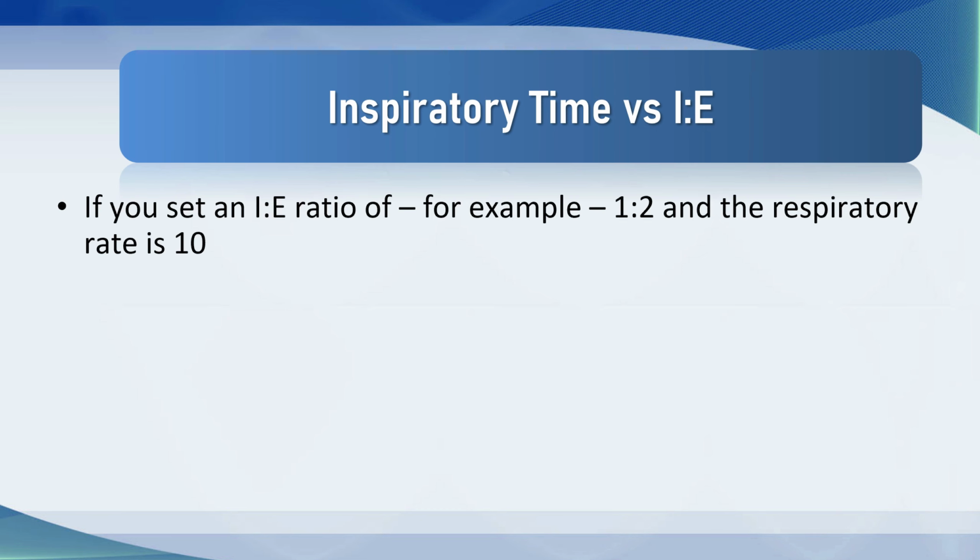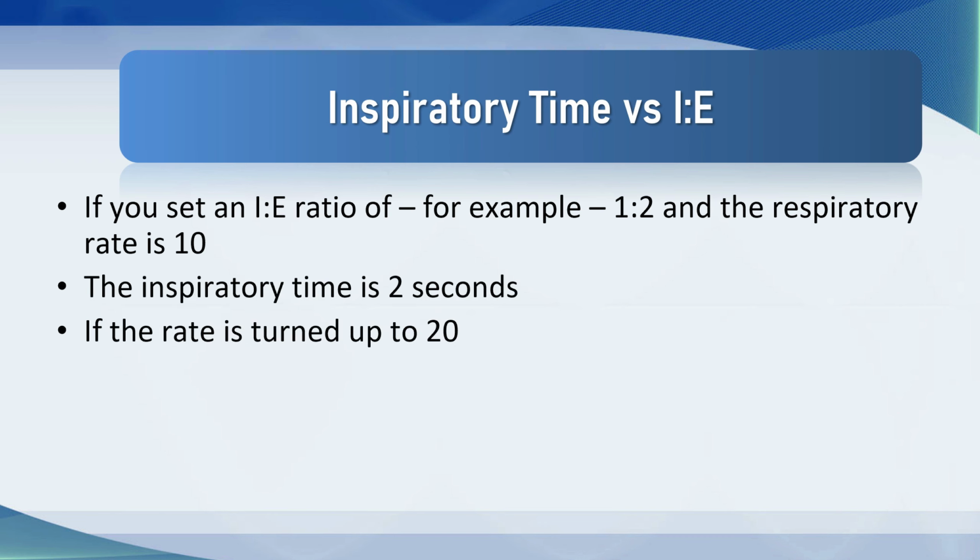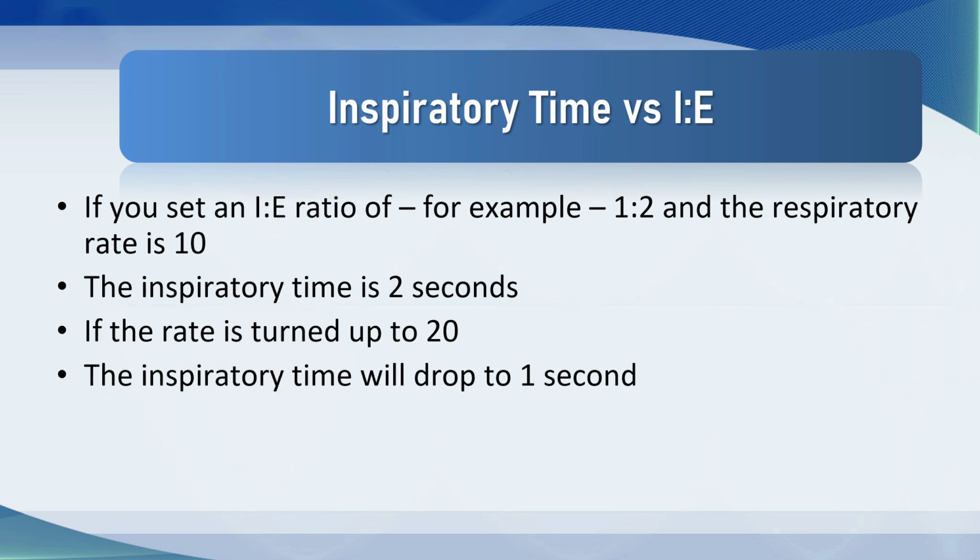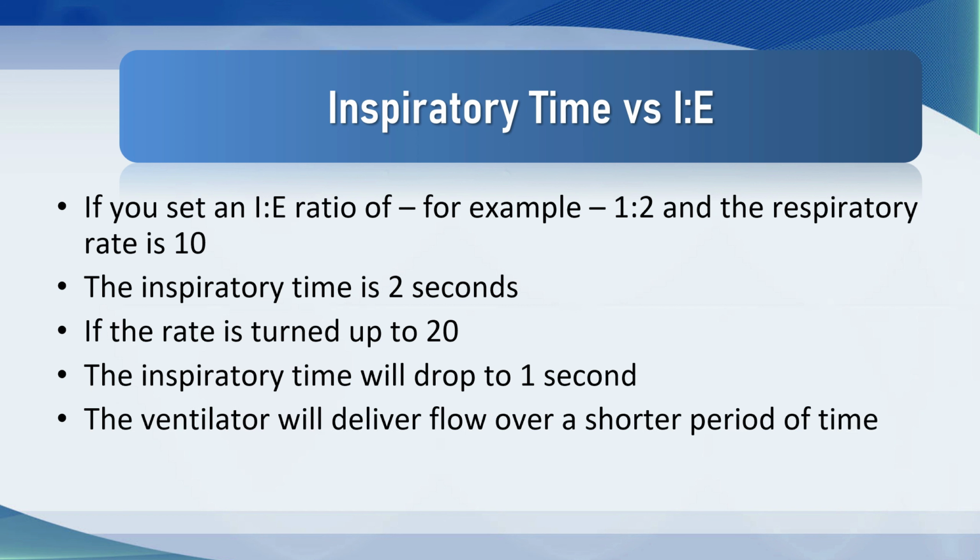If you set an I to E ratio, for example, 1 to 2 and the respiratory rate is 10, then the inspiratory time is 2 seconds. If the rate is turned up to 20, the inspiratory time will drop to 1 second, and the ventilator will deliver flow over a shorter period of time, resulting in a higher airway pressure.